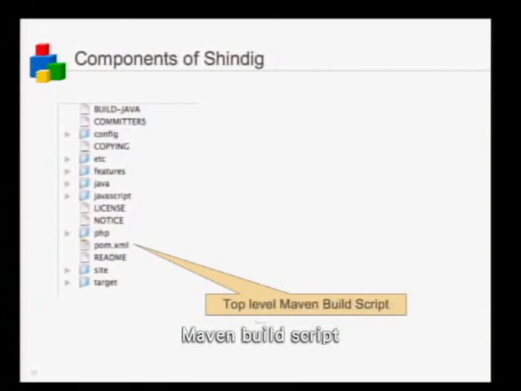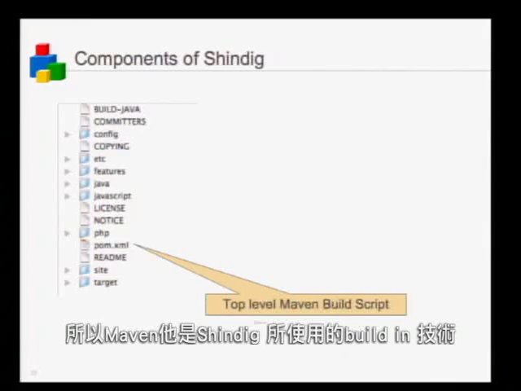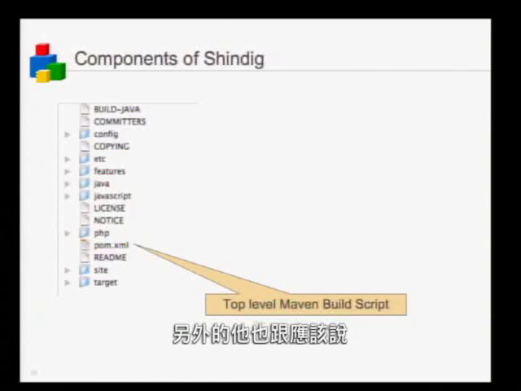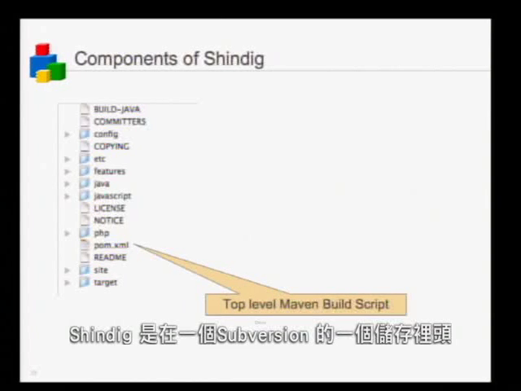And this is Shindig. You'll find out very quickly that Shindig is integrated with some open source software development technologies. One is known as Maven. Maven is the build infrastructure that Shindig uses. Shindig is also hosted in a Subversion repository, so you would also need a Subversion client to interact with the server at this point.